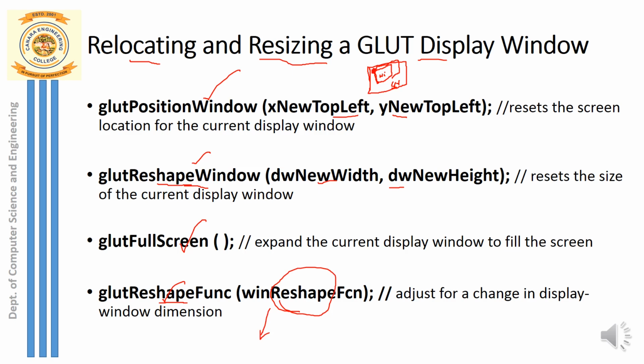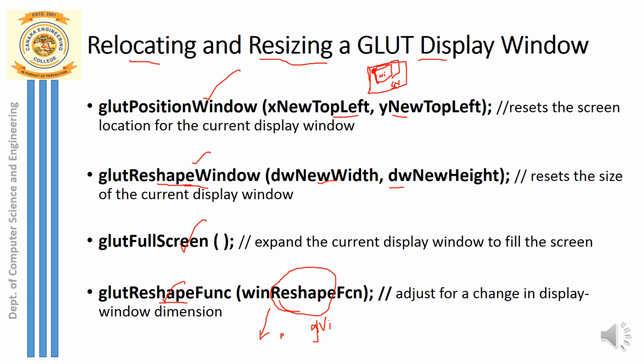So what should be the definition of this function? Inside this function you can define a new position, the top left corner position, and then the new width and height you can specify, and again within that you can specify a glViewport function. So what is the glViewport function?